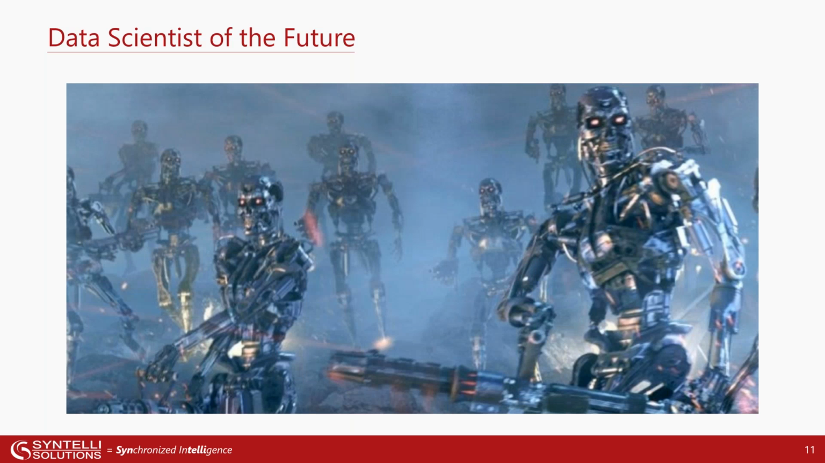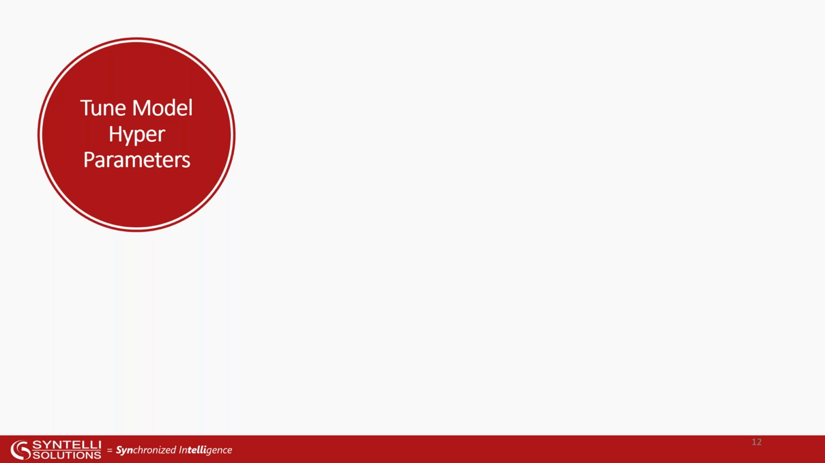That really leads to the question of, what is a data scientist going to look like in the future, in 10 years or so? And the obvious answer is Terminators, because we are building the algorithms right now to do all the work for us, and eventually they will take over and destroy us all. But until then, we have work to do. So let's take a look at what that work is.